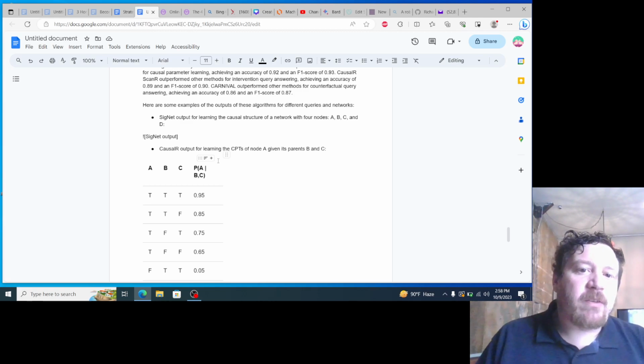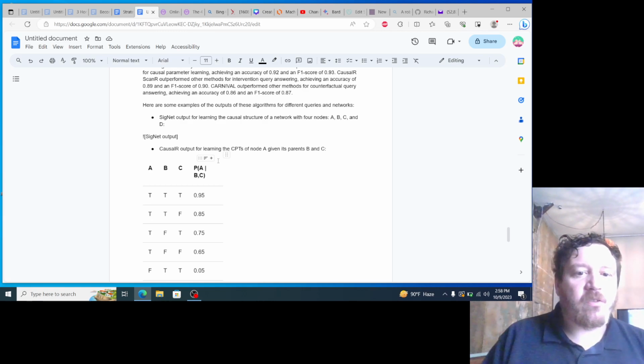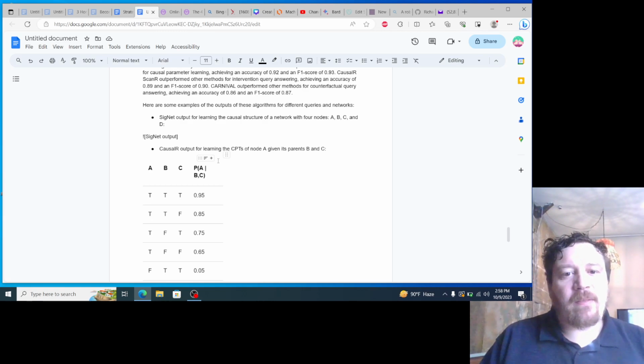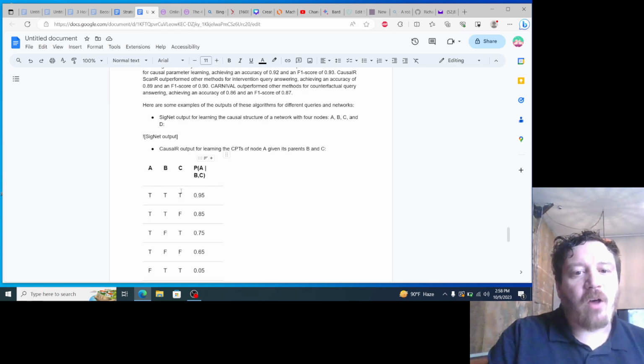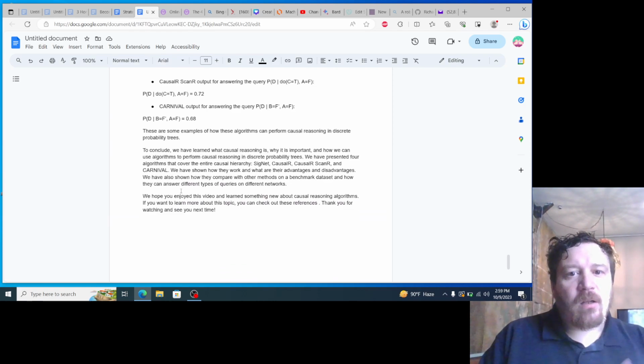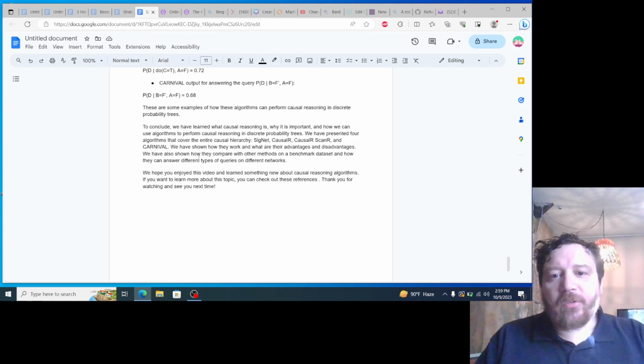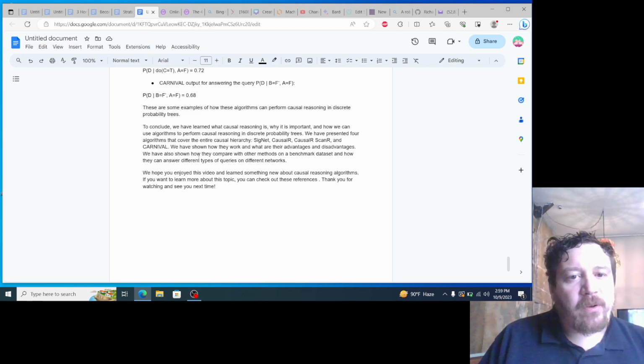Here are some examples of the outputs of these algorithms for different queries and networks. Essentially it's just showing the outputs and benchmarks, utilizing Causal R, Causal R scan R, and Carnival. So these are some examples of how these algorithms can perform causal reasoning in discrete probability trees.